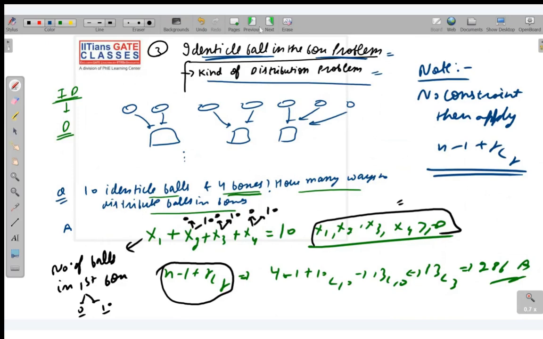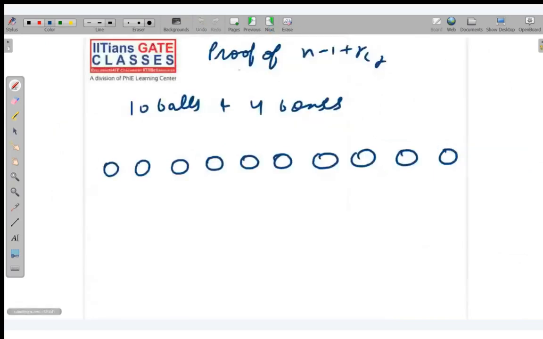Okay, so now I will tell you the proof of n minus 1 plus r C r. Why have I got this formula? From this problem only I will tell you: 10 balls and 4 boxes. I will say these are the 10 identical balls, 1 2 3 4 5 6 7 8 9 10. Yes, 10 balls I have drawn, and we want 4 boxes.